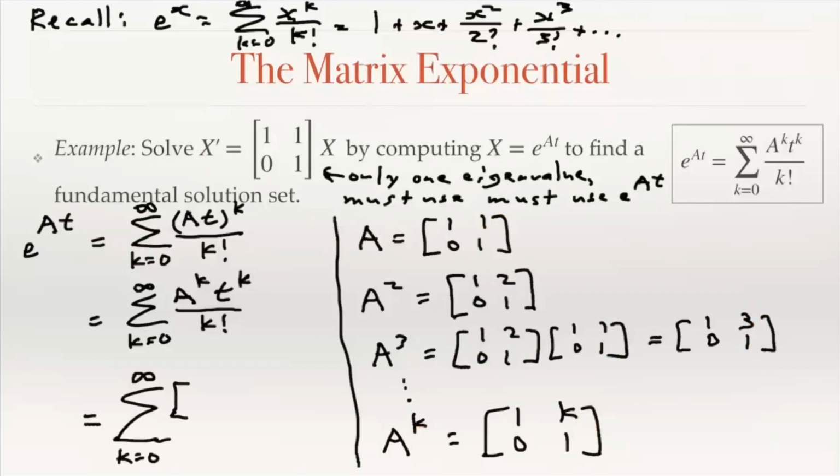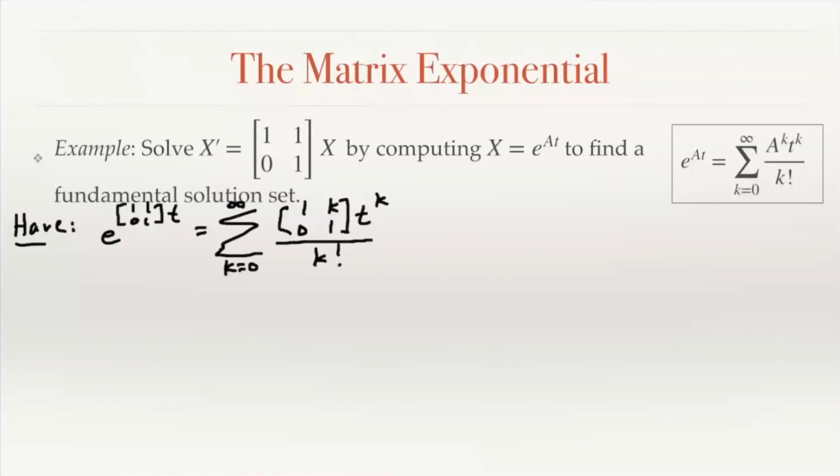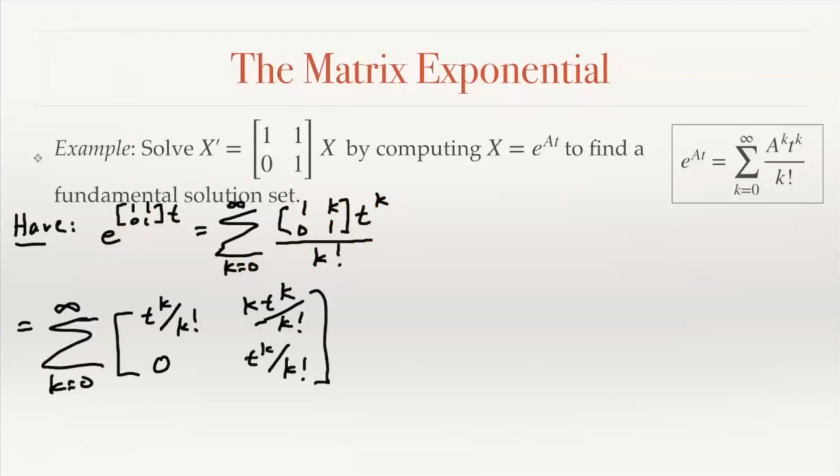Okay, so A to the k is that, and we want to find this sum. So we have that e to the At is this so far, and t to the k divided by k factorial, those are just scalars. And we distribute those to all entries of the matrix here, and we have that. That's just multiplying each entry by t to the k over k factorial.